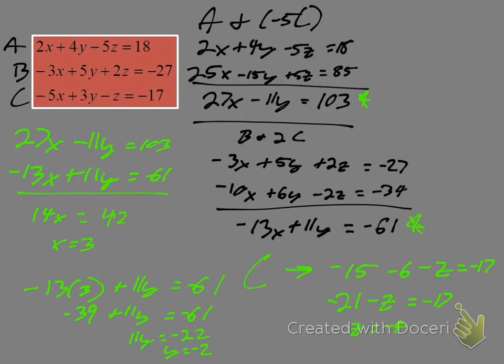Right on top of the logo. Boom, right over there. And then order triple them up, all right? 3, negative 2, negative 4.